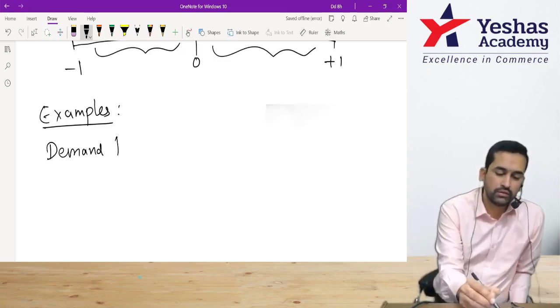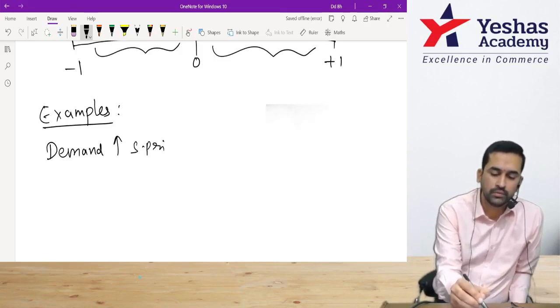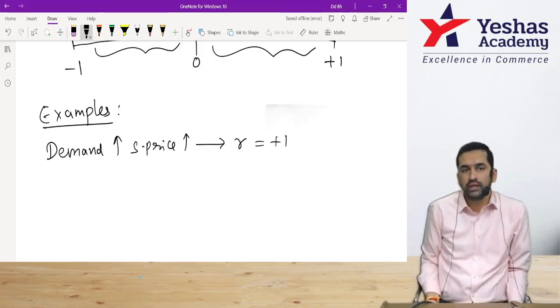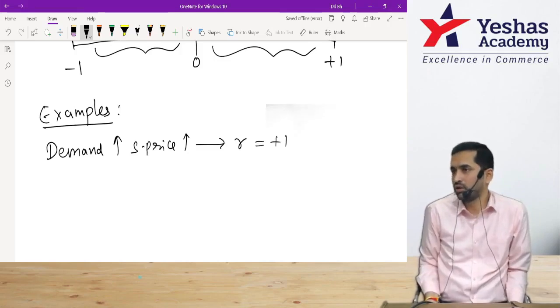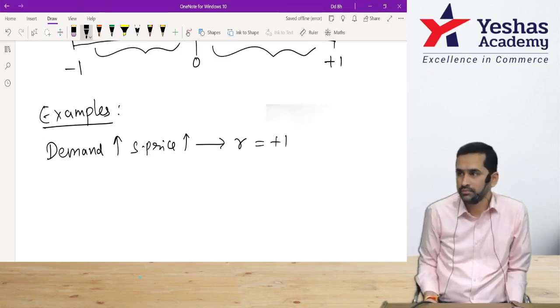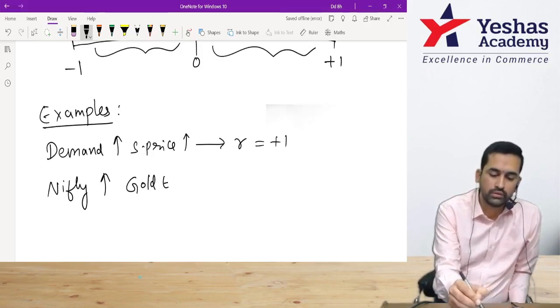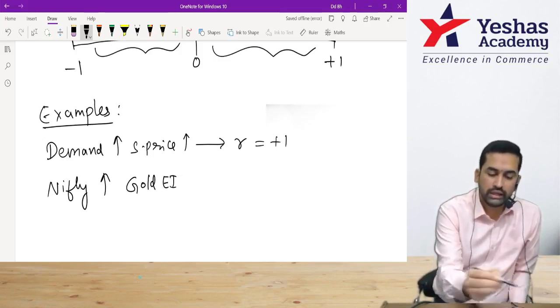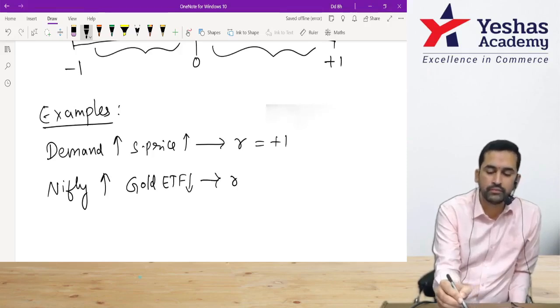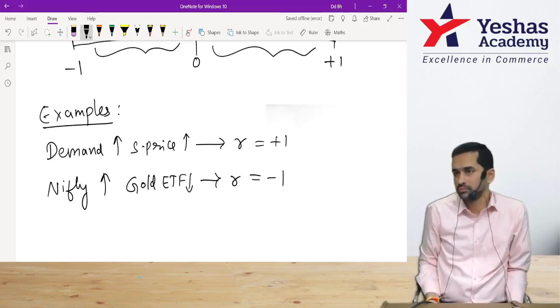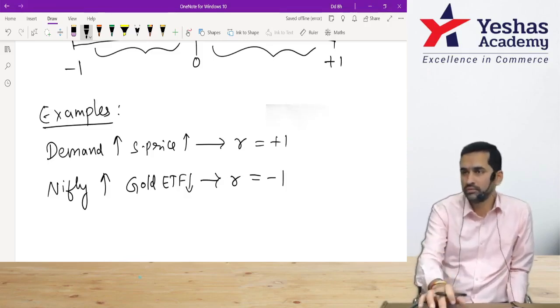Demand goes up and selling price goes up. Then tell me, fully correlated, strong, positive, correct? Nifty goes up, gold ETF comes down. In simple words, you call it an inverse relationship, R is -1, correct?